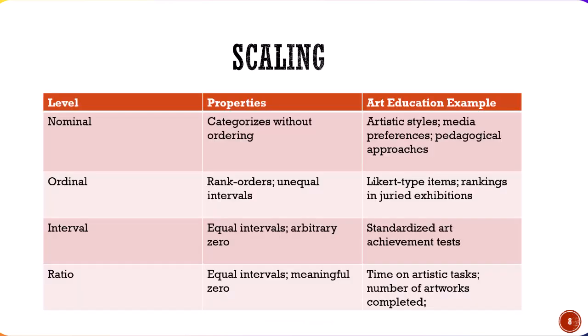So to summarize everything, we have the nominal scale, where we categorize without any specific order. For example, artist preference or media preferences, we put them without any specific order. Or the ordinal scale, where there's rank but there's no equal interval, or the interval scale where there are equal intervals but an arbitrary zero, and then we have the ratio scale where we have equal intervals and a meaningful zero attached to the measurement.